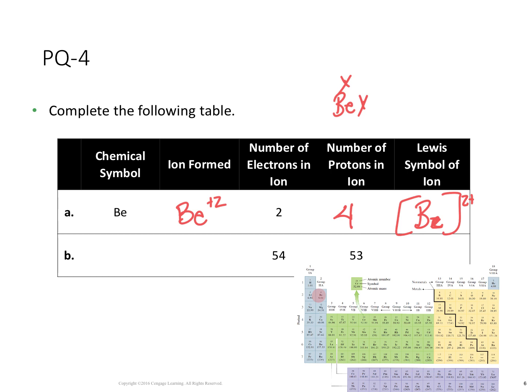Row B tells us the number of electrons is 54. It tells us the number of protons is 53, and protons tell us what element we're looking for. So if we find number 53 on the periodic table, it is iodine. So that's our chemical symbol.